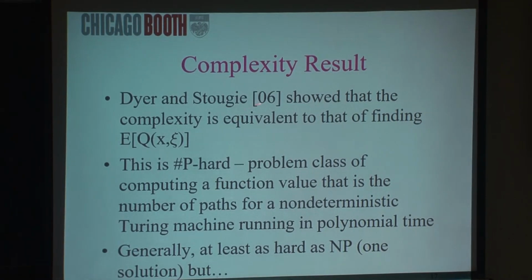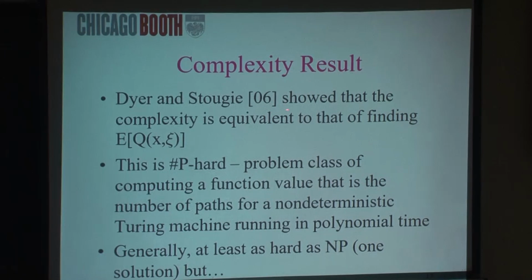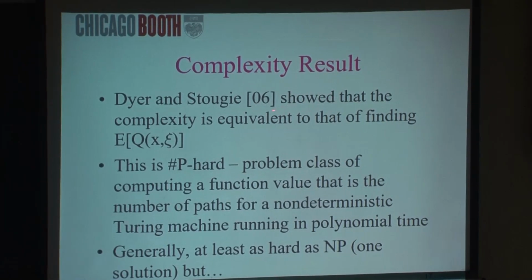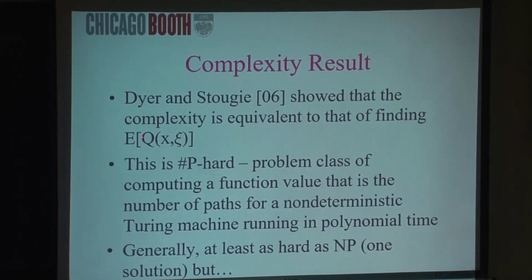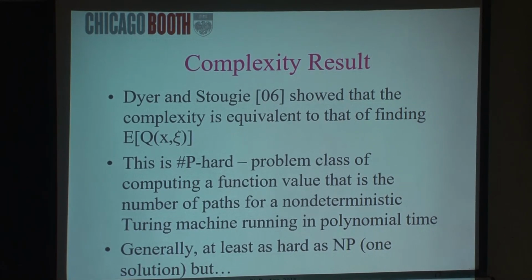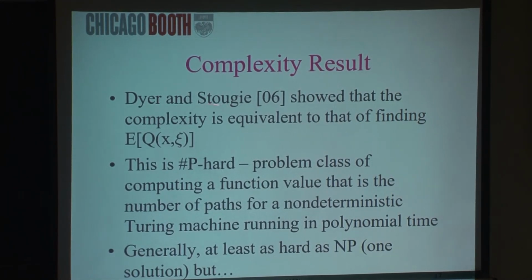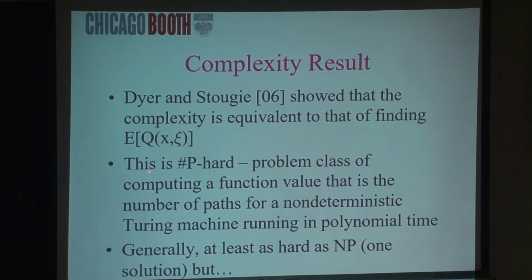However, as I said, the complexity of these problems is almost always hard. So in general, it's at least as hard as finding the expected value of this recourse function, because the recourse function is Q of x and the random variable c. The expected value of that is necessary in order to solve the optimization model. But it turns out, like in this paper by Dyer and Stougie, that this is actually even harder than NP. These are called P-sharp hard problems.